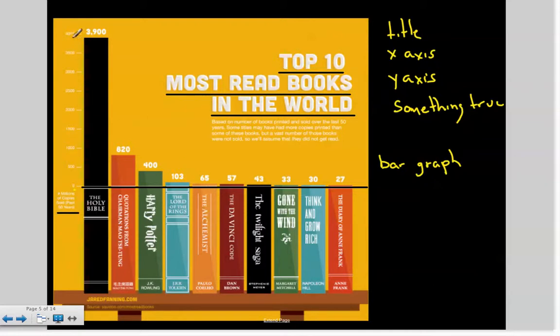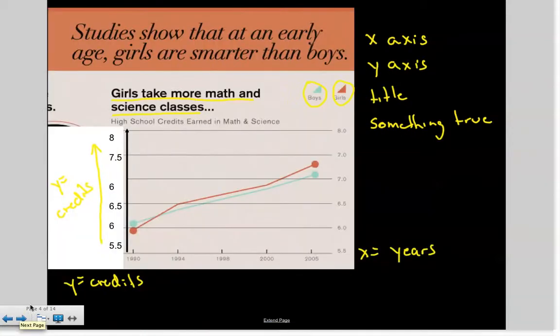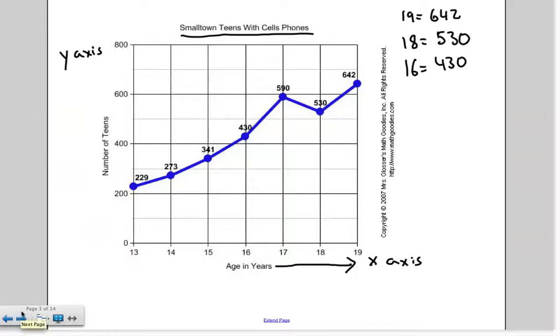So you have your title, your y is the number of millions of copies sold, and your x, in this case in a bar graph, is the different types of books. We saw here that our x was the number of years, and our y was the number of credits, and our title was girls take more math and science classes than boys, which we saw over the years. And then we saw teens with cell phones, where our x-axis was age in years because it runs across, our y-axis is up and down, and we saw that at 18 years old, only 530 teens in a small town will have cell phones.